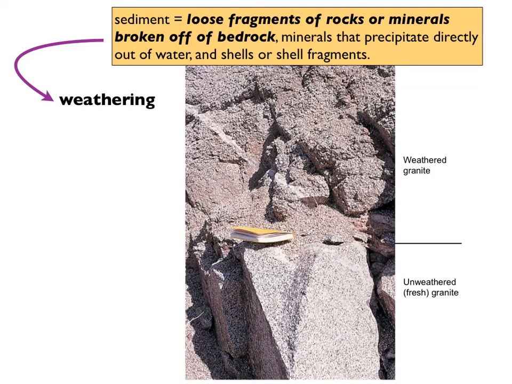Okay, weathering. Weathering occurs when loose fragments of rocks or minerals are broken off of bedrock. So in this picture, we're looking at fresh or unweathered granite down below. So this stuff down here is unweathered granite, and this stuff up here is weathered granite. So it's being eaten away at by the wind and the rain and freeze-thaw cycles and that sort of thing. And so what was a big cohesive chunk of granite is being broken down into smaller pieces of granite and or individual mineral grains that formed in the granite.